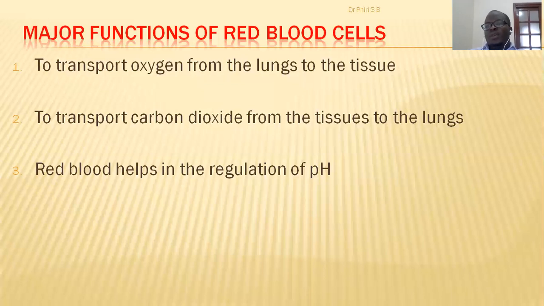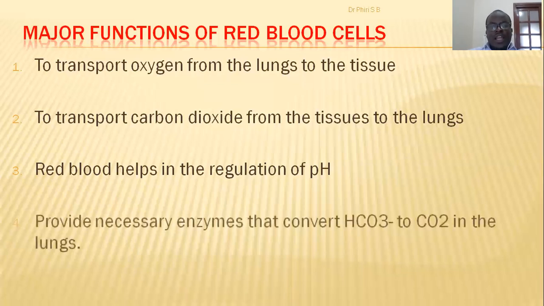Here now, the hemoglobin will start releasing those hydrogen ions into circulation, then the concentration of hydrogen ions will start increasing. Once you have an increase in hydrogen ions, then the pH will start reducing. So that's how the hemoglobin is involved in pH regulation. Then the other function is to provide necessary enzymes that convert bicarbonate into carbon dioxide in the lungs.